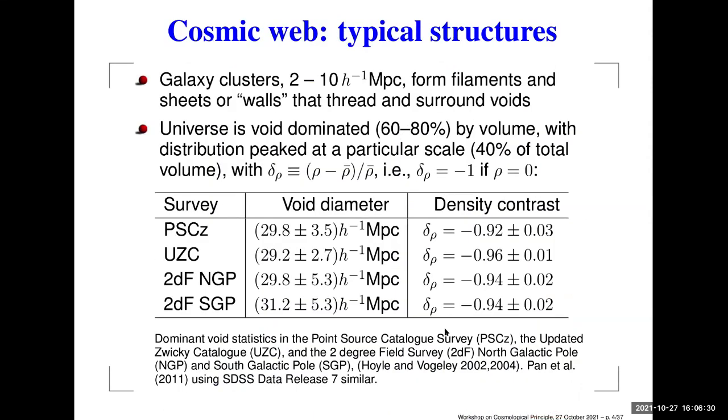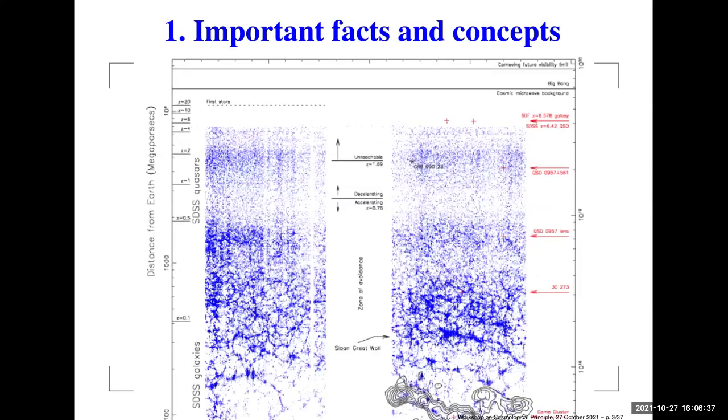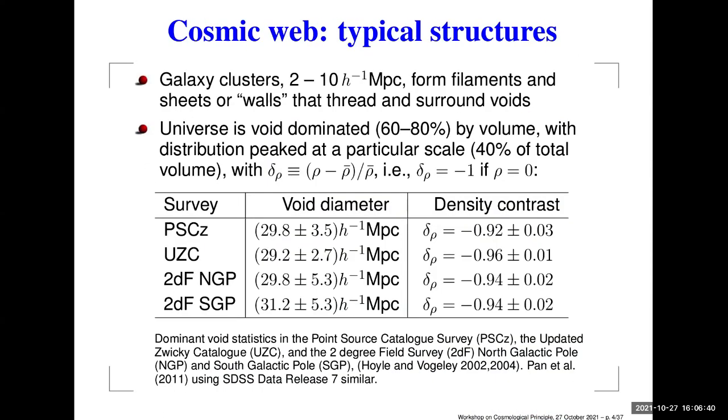And of course, we have to be careful about typical and atypical inhomogeneities, because we've got the Sloan Great Wall there. We're going to hear about some atypical inhomogeneities, but there's also typical inhomogeneities, and the ones which are of most interest, because they form most of the volume of the universe, are voids of about 30 over h megaparsecs in diameter with a density contrast very close to being empty. So these are old results, but they're confirmed in later surveys.